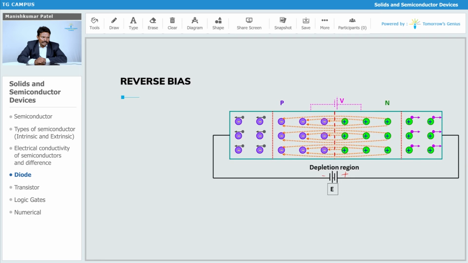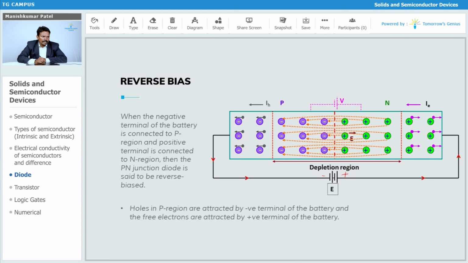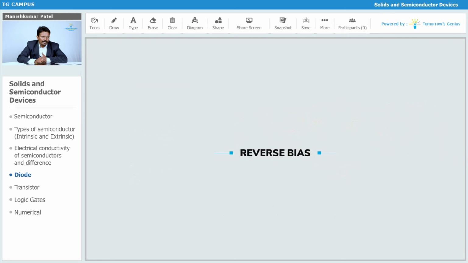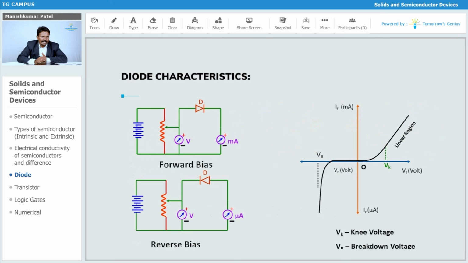So in the reverse bias, mainly this is the depletion region, its width has been increased, and a very small minority current is flowing over here. At the same time the majority carriers are pulled away from the junction, as we have discussed. Yeah, so this is again the diode characteristics. So now we will just discuss the diode characteristics over here.